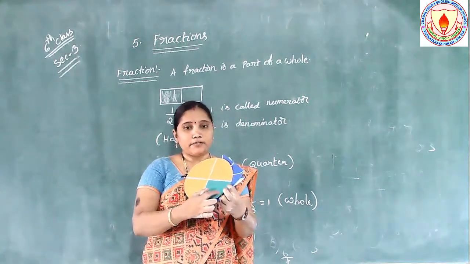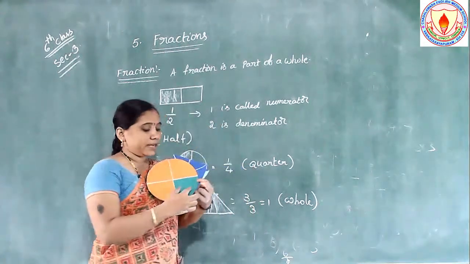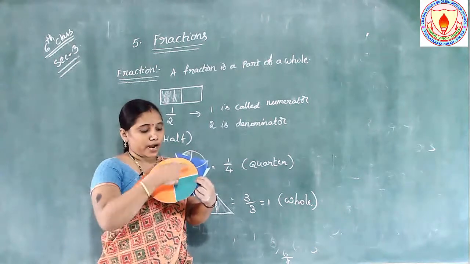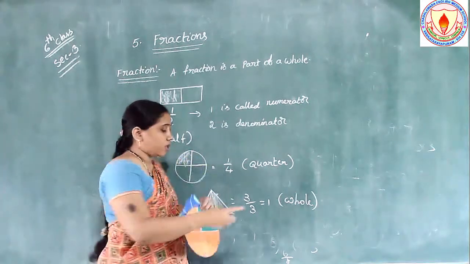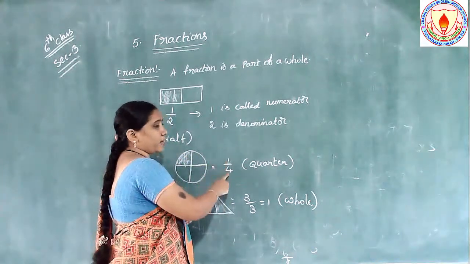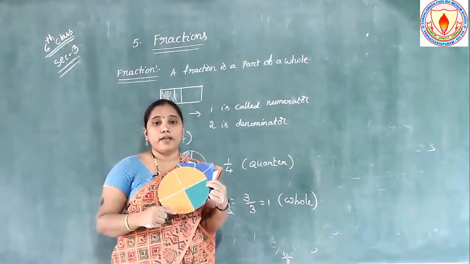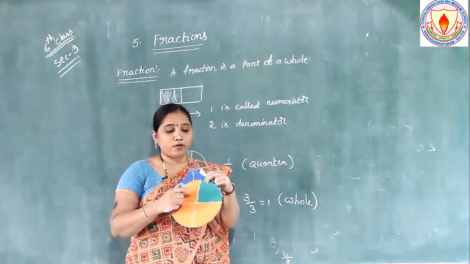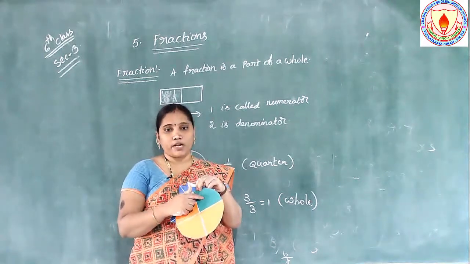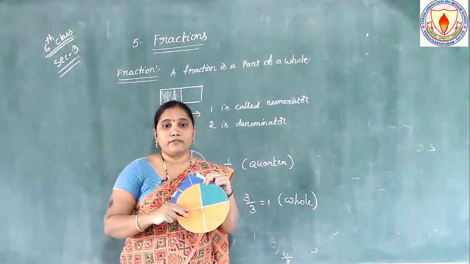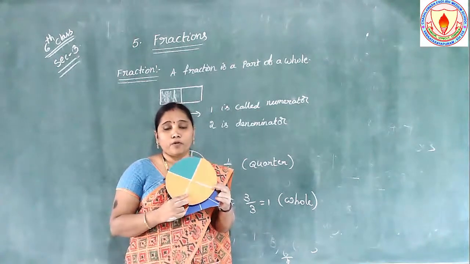The green part value is 1, and the total parts are 4. So the value is 1 by 4. What is the value of the green portion? The green portion value is 1 by 4.